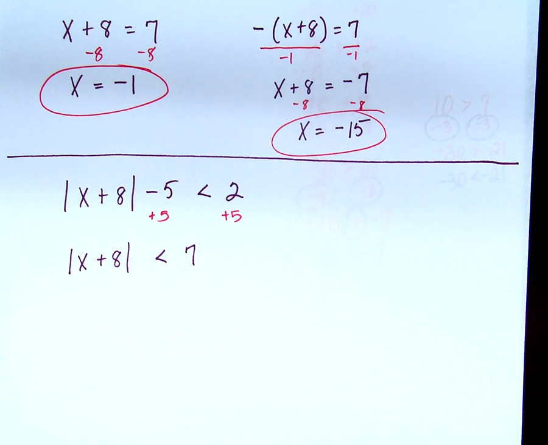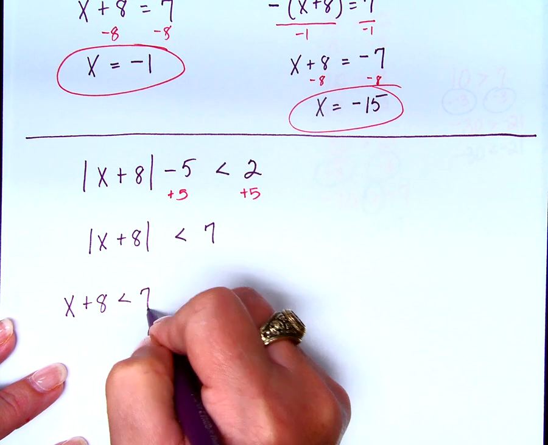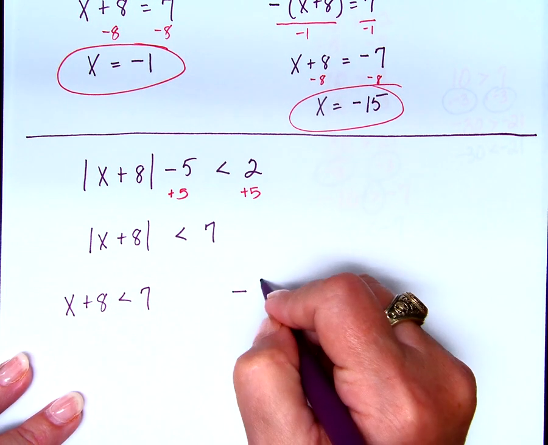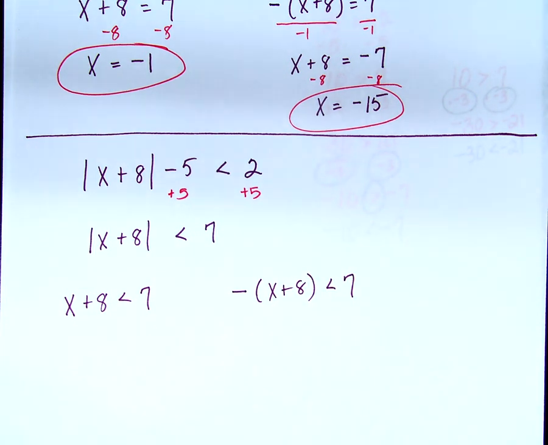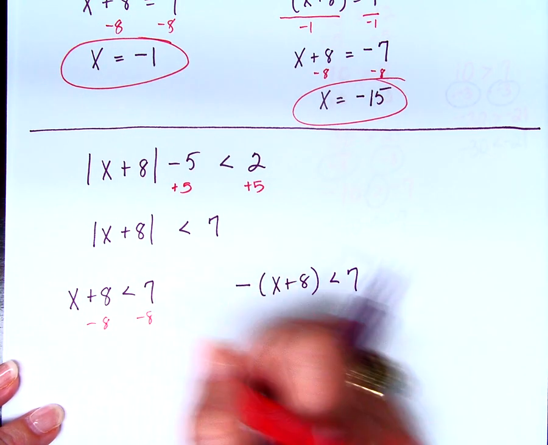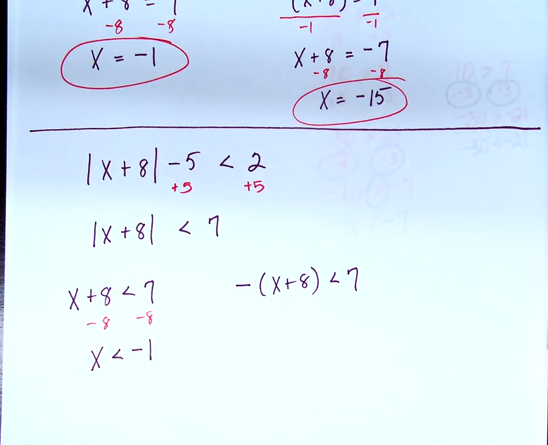Set up two equations. My first equation is exactly like it is without the absolute value, right? The second one is the opposite of what's inside the absolute value, or the negative of what's inside the absolute value. Yes? What's my next step? So solve, right? I'm solving, and I'm going to solve by subtracting 8. So x is less than negative 1.